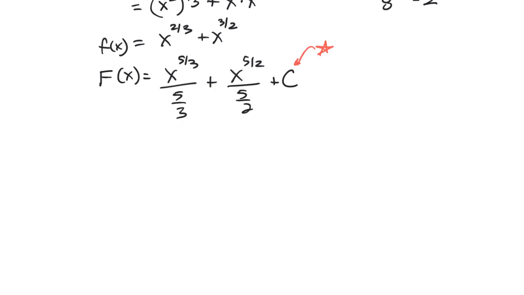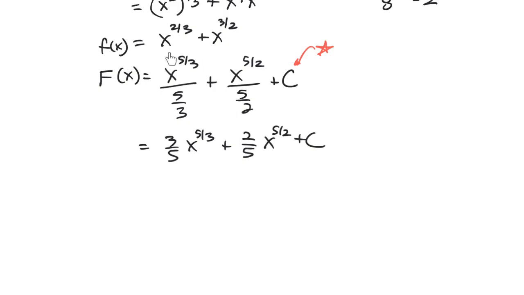So to get rid of this fraction inside of a fraction, we could just say this is 3/5 x to the 5/3 plus 2/5 x to the 5/2 plus c, which is much nicer to look at. So instead of dividing by a fraction, we multiply by the reciprocal, right? Remember, the fraction bar means divide. Instead of dividing by a fraction, we multiply by the reciprocal.